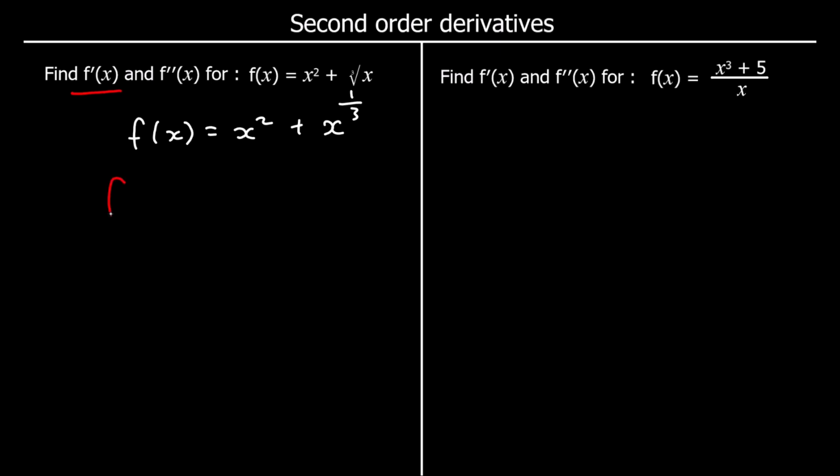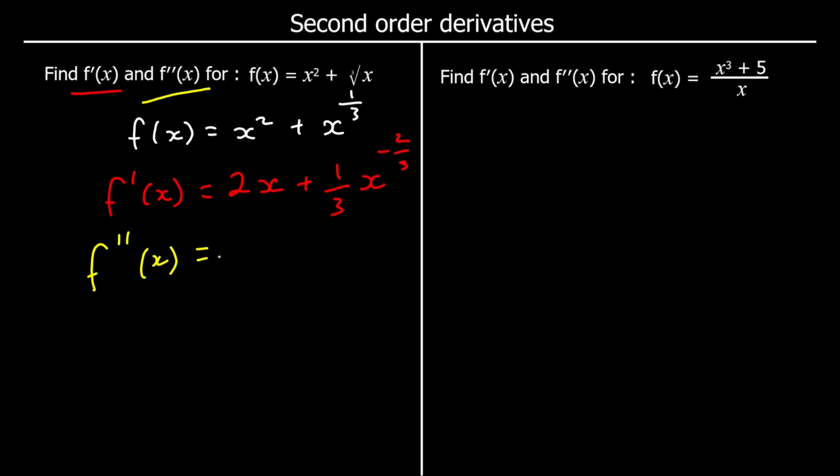Then let's find the first derivative, times by the power, take 1 off the power, times by the power, take 1 off the power. And the second derivative, we just differentiate again, so the gradient of the gradient. So times by the power, take 1 off the power. And that is our answer. And again, one for you to try. Give it a go.